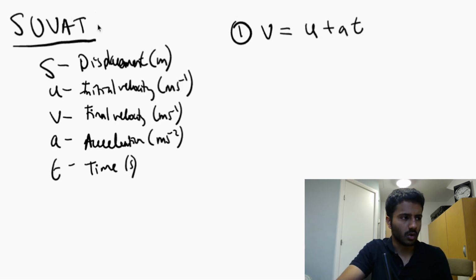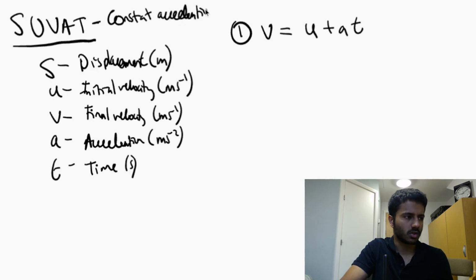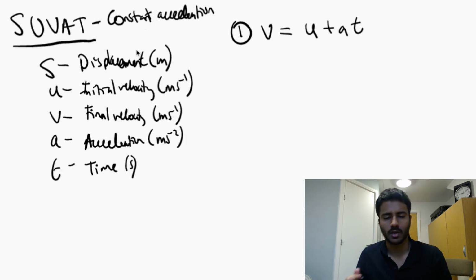One thing you have to know for SUVAT is that it only works for constant acceleration. But acceleration is just a constant. That could be like 10 meters per second squared, 9.81 newtons per kilogram, whatever it is. Yeah, a is a constant. a cannot be something that's changing along the path or something that's dependent on time.